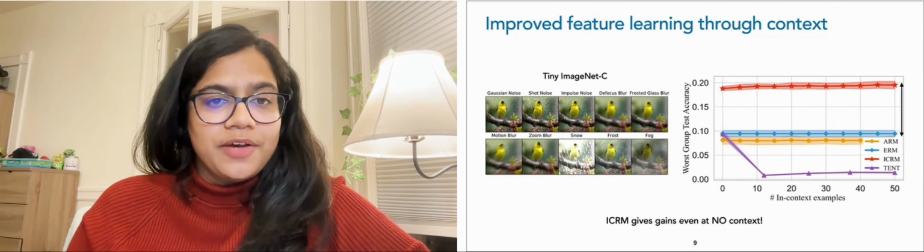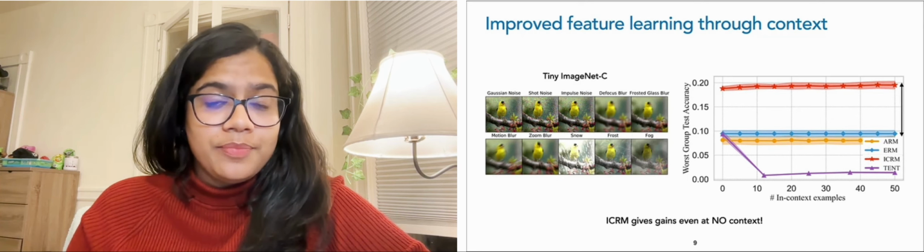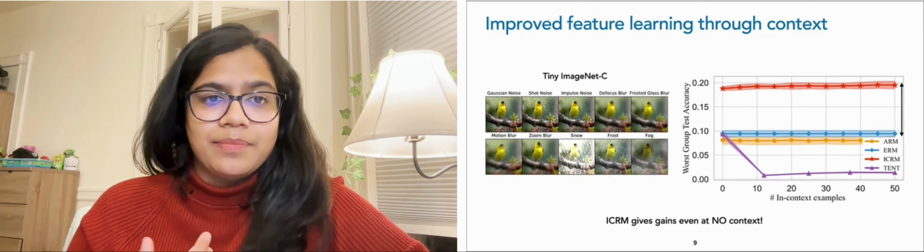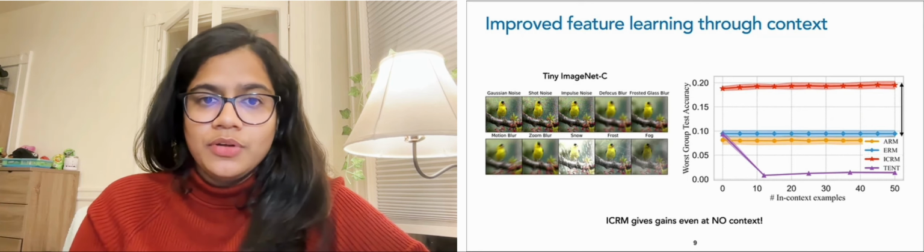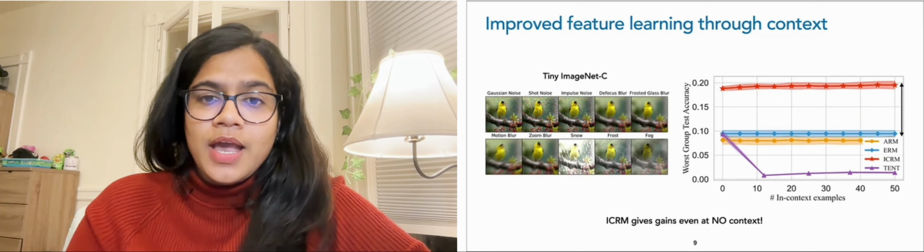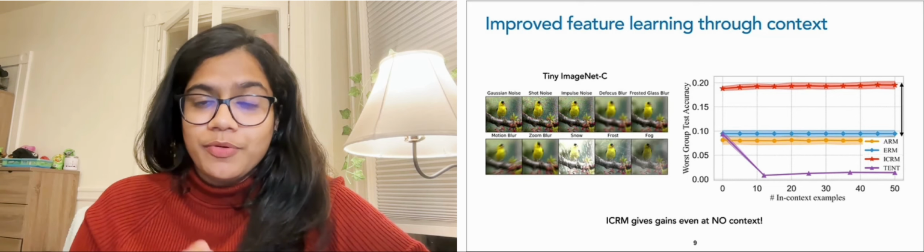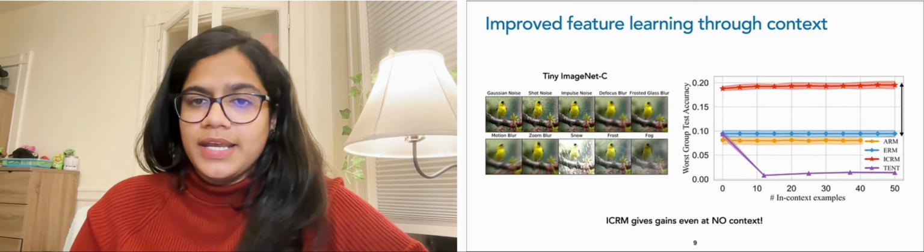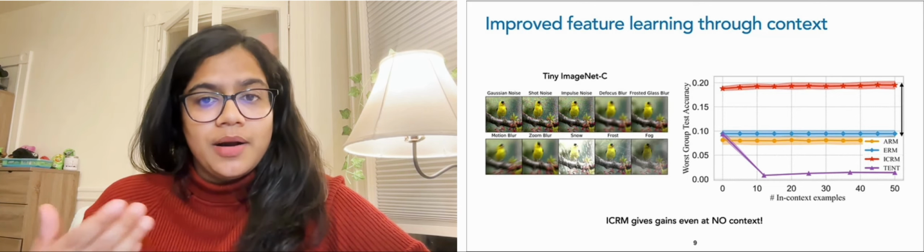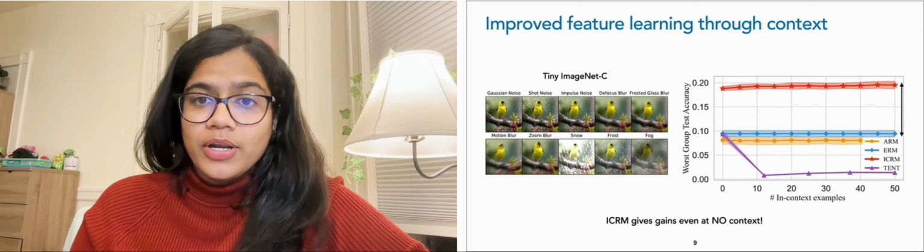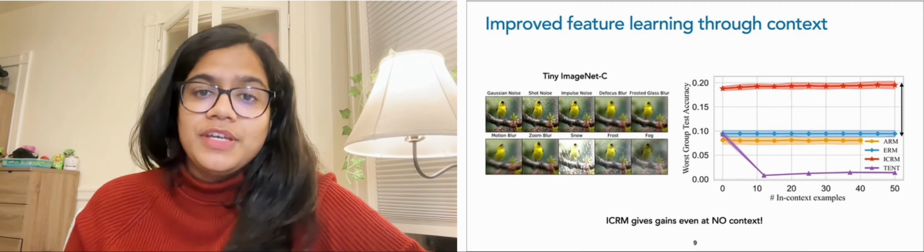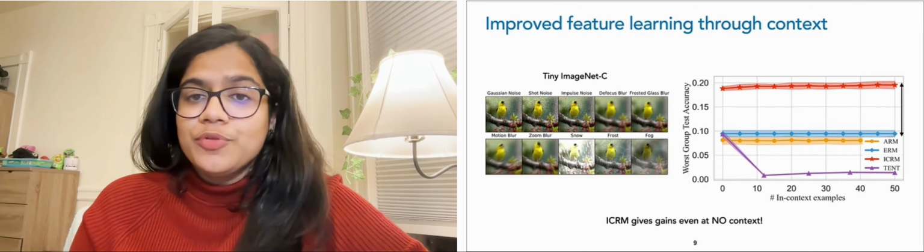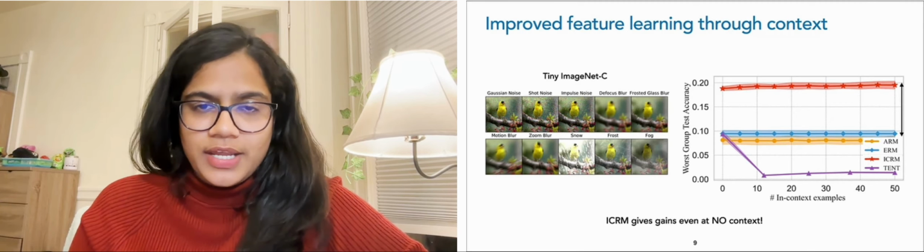ICRM also exhibits a very peculiar behavior on some other datasets, for example, Tiny ImageNet-C, where each environment corresponds to a different corruption or a different type of noise. In this case, ICRM shows performance gains even at zero context length. So just by training a model using context, the model can actually learn a better featurizer on the dataset and improve the predictions even in the absence of context.